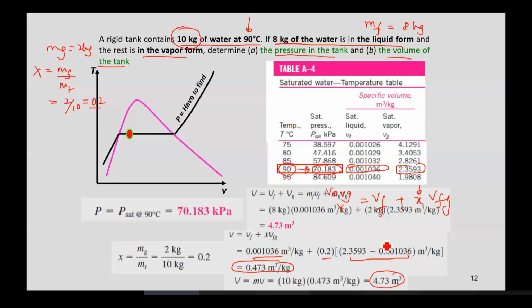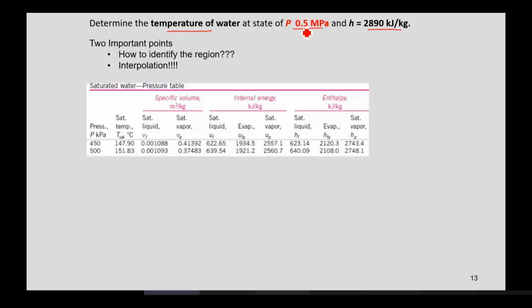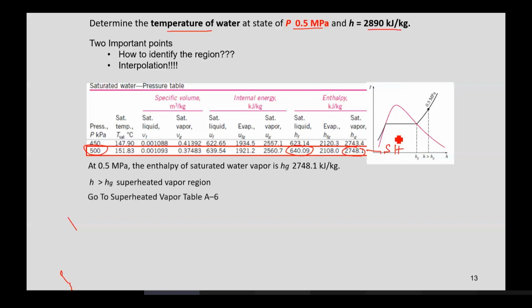Then comes the problem of superheated tables and interpolation. So you have to determine the temperature of water when the state is 0.5 megapascal and enthalpy is 2890. So the first thing is you have to identify the region. You'll go to 500 kilopascal or 0.5 megapascal line. Compare the value of h with hf. It is greater. h is greater than hf. h is also greater than hg. That means you are in the superheated region. So at 0.5 megapascal, the enthalpy is greater than hg. So you are in the superheated region. You'll have to go to table A6 in order to find out the properties.